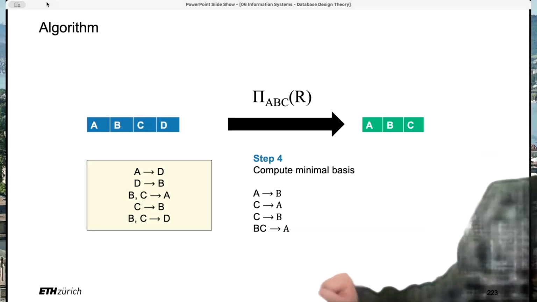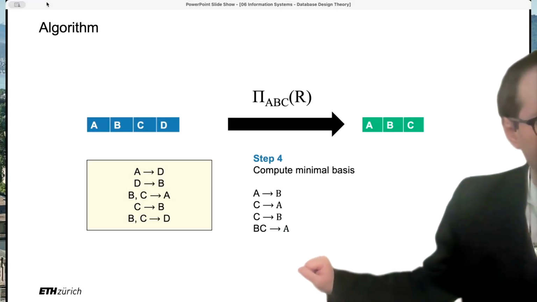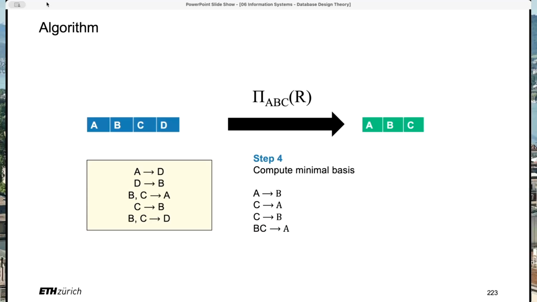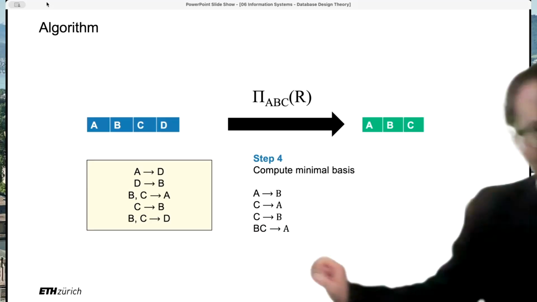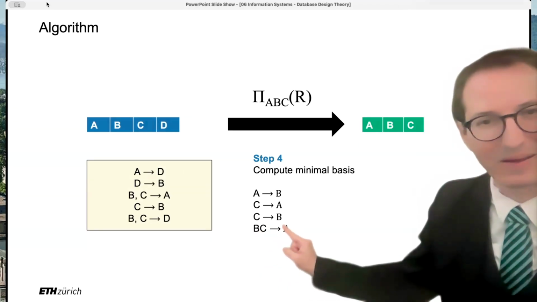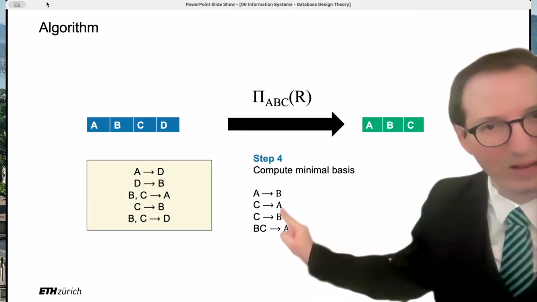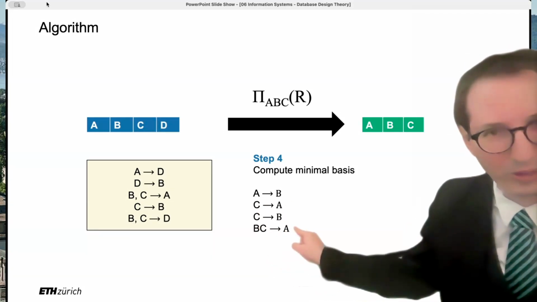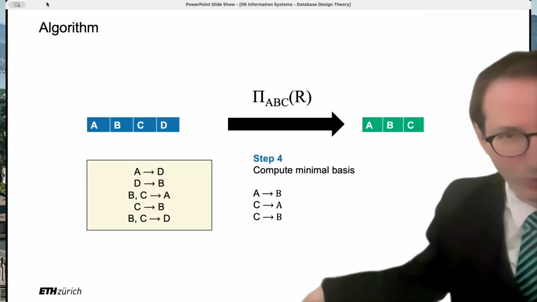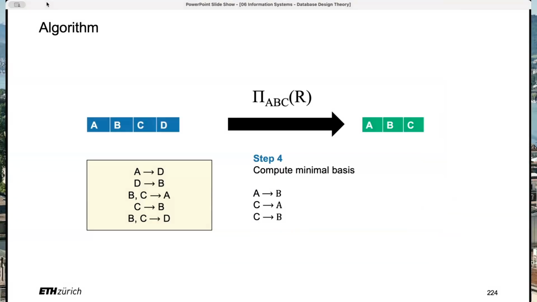We can remove 2 things. Yes? Why? Exactly, C is enough to imply A, so we don't need this one anymore. We don't care that we also know B. And one more we can remove. Yes?